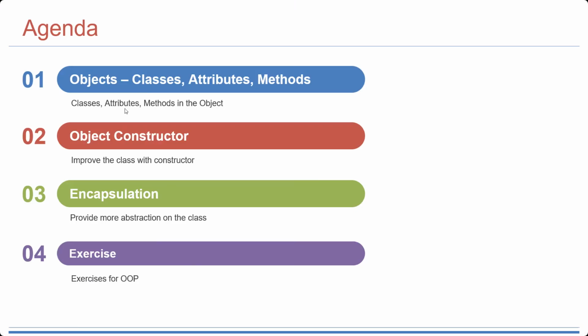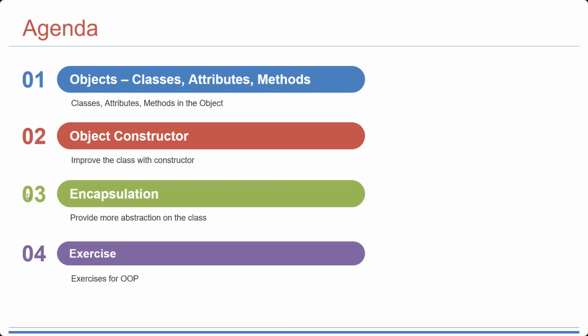We are going to learn about objects. Okay, so what is an object? And then we are going to look at the classes, attributes, and methods. So we will look at what is a class, what are attributes, and what is a method in the object. And in the second part, we will learn about object constructor, so we can improve the class with a constructor.